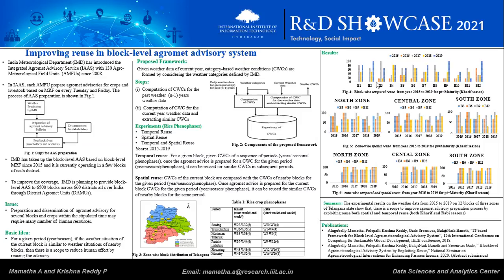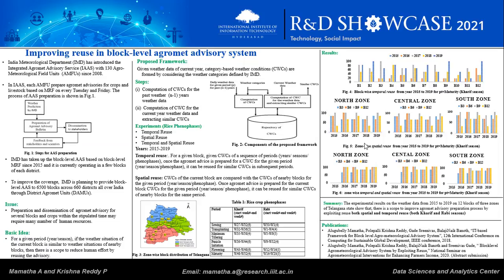Coming to the results. We first explain the results of block-wise temporal reuse. Here, let us consider block 1. The assumption is, if we prepare the advisory for the first year, how much is reused in the second year. So here we can see in the figure, if the advisory is prepared for the first and second year, how much is reused in the third year. That is, we can see nearly 80% and greater than 80% of advisory is reused in the third year. Here the x-axis is block number and the y-axis is the percentage of reuse.